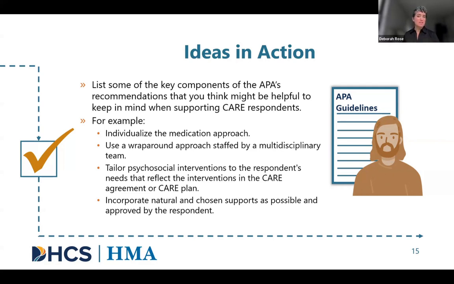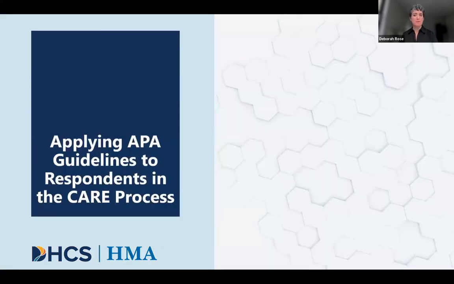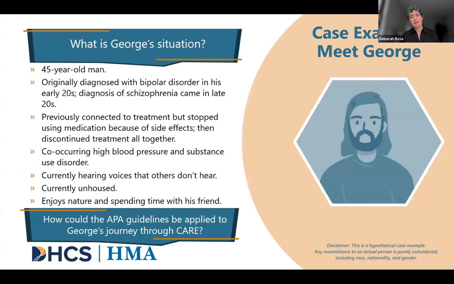I say we continue and move forward. I think we're going to have some time to bounce around a couple of ideas with each other shortly. So let's take a moment and think about how APA guidelines for the treatment of individuals with schizophrenia impact or are aligned with care. Next slide, please. We often like to use an exemplar.